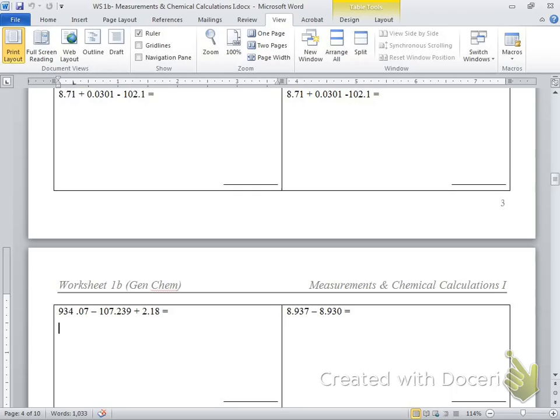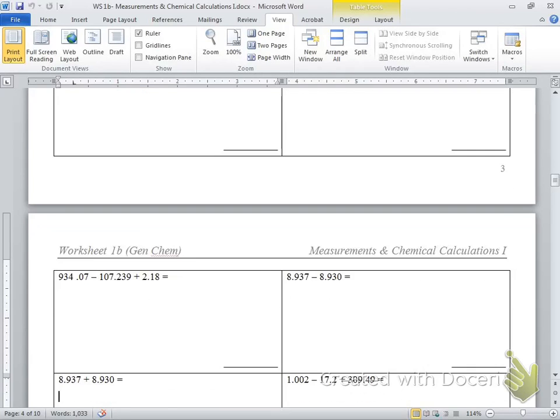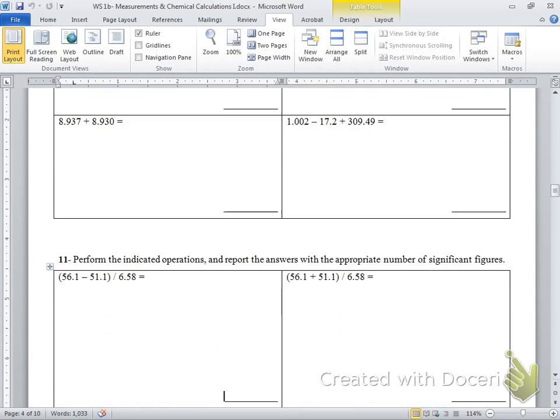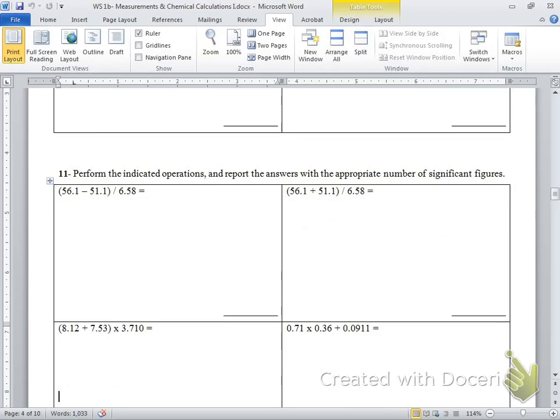So that's what you do with individual operations. Now when you combine operations, you still have to follow the order of operations, and you track significant figures. So we're going to do a couple of those. And that's going to be here.